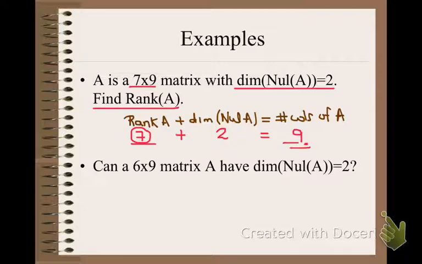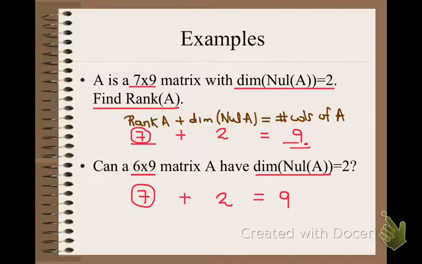The next example is a bit tricky. It says, can I have a matrix that is 6 by 9 that has the dimension of the null space equal to 2? So let's set up our equation using the rank theorem. The dimension of the null space is 2, so the nullity is 2. The number of columns is 9, which tells us that the rank, or the number of pivot columns, must be 7.